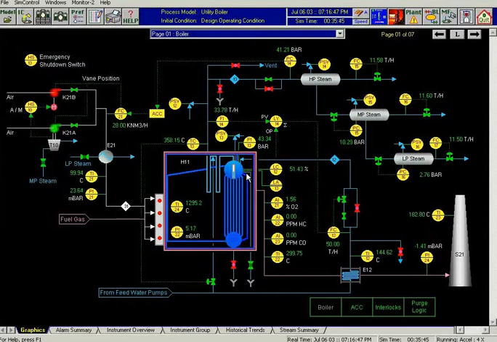Here we see the distributed control system of a boiler. After a while, a problem will occur. Please identify the problem and take appropriate action to bring the plant back into its normal operating condition as soon as possible.